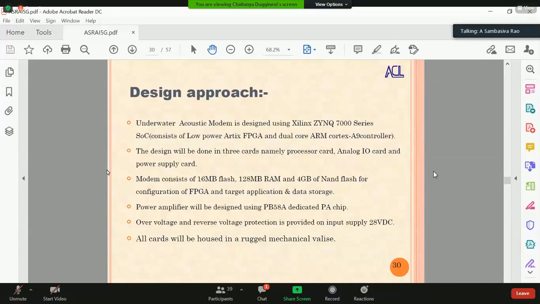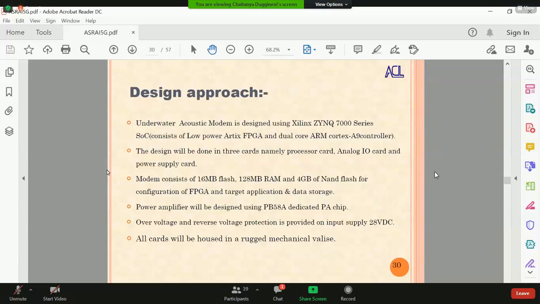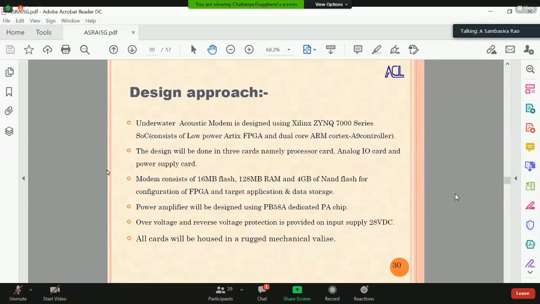Yes, ma'am. Okay, this is the processor card. And what does it need? Memory: 16 MB flash memory, 120 MB RAM, 4 GB NAND flash. These are called embedded systems. Embedded system drivers will be there. So we need memory, I need to store data, and these are the memories.